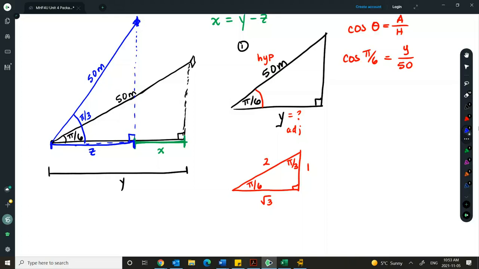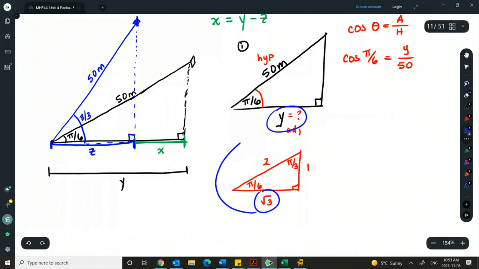So Clayton is suggesting, can we use scale factors for this? I think that is what you're saying. So if I find the scale factor from 2 to 50, what do I need to multiply 2 by to get 50? 25. The scale factor will be the same as the related side for y as well. So if I take root 3 and I multiply it by 25, I'll have y.